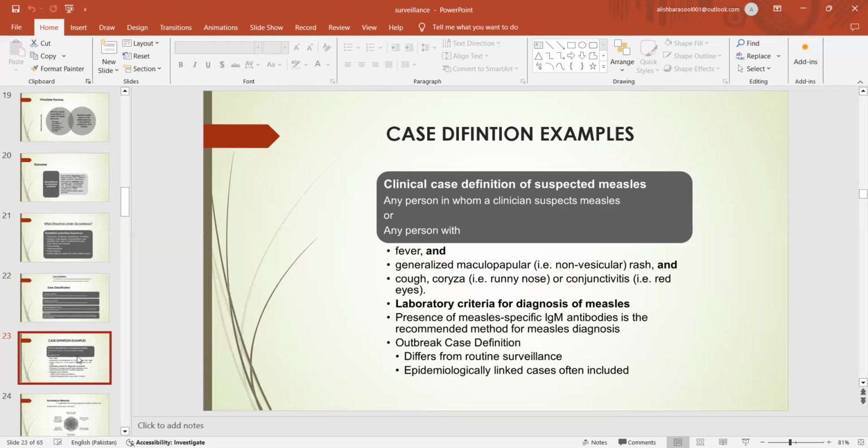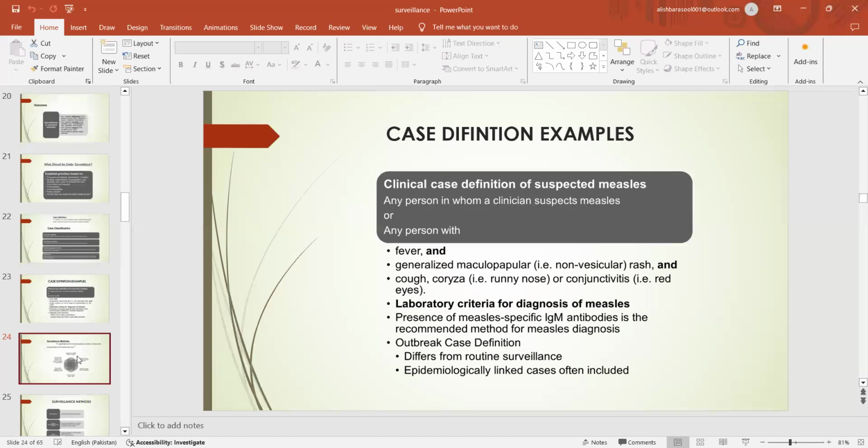The case definition examples. Clinical case definition of suspected measles: any person in whom a clinician suspects measles, or any person with fever and generalized maculopapular rash and cough, coryza or conjunctivitis. Laboratory criteria for diagnosis of measles: presence of measles-specific IgM antibodies is the recommended method for measles diagnosis. Outbreak case definition differs from the routine surveillance. Epidemiologically linked cases often included.